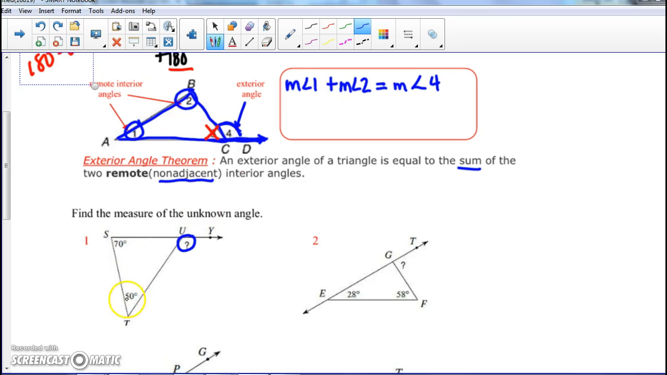70 and 50, these are the remote interior angles because they are non-adjacent to this question mark. So 70 and 50 add up to 120. This angle right here should be 120. And just to prove that, 70 and 50 is 120, so this is 60. There's that straight line again, which makes this 120. It's just quicker to take 70 and 50 and add them together.